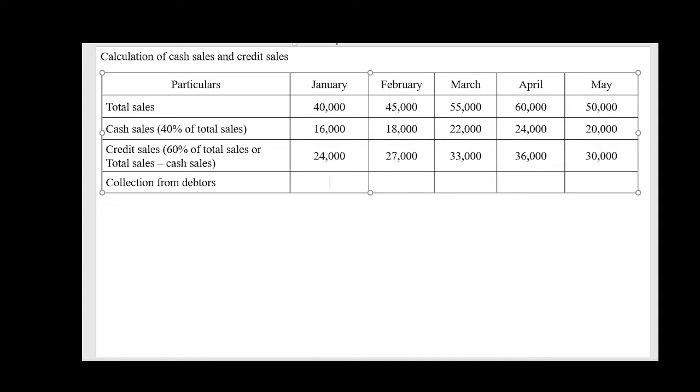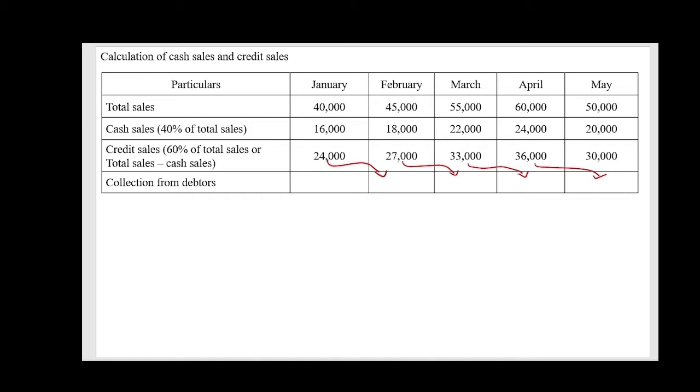Collection from debtors. So remember, whatever you're going to sell in the form of credit sales in the month of January, that will be received in the month of February. February's will be received in the month of March. March will be received in the month of April. April's will be received in the month of May. May's will be received in the month of June.